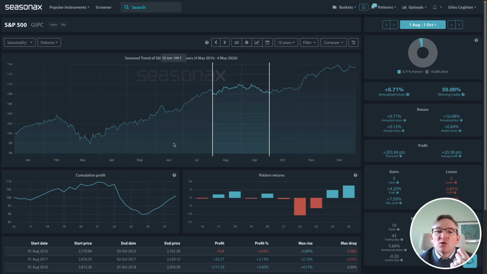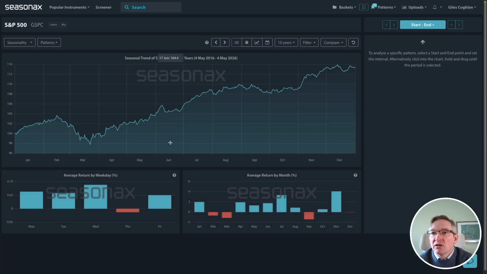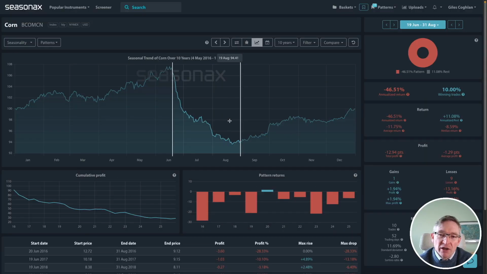And seasonality highlights windows where markets historically range rather than trend, produce false breakouts, or just lack follow through. Take a look at this example here for corn. Look at this weakness. An average return of negative 11.75%, a 90% losing trade outlook. And this has been over the last 10 years. So you could really see if you had a technical position or a bias to go long corn coming into the middle of June, you can see that seasonality really would not support that move.